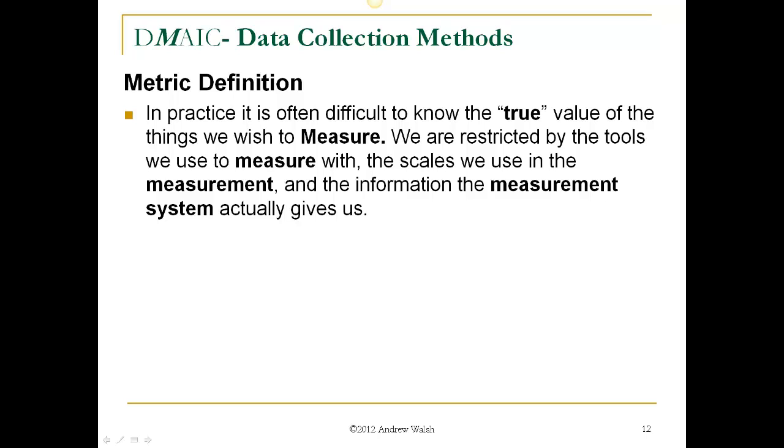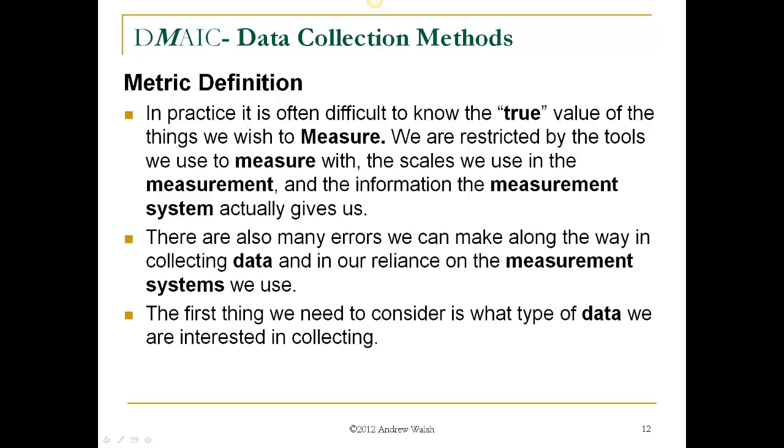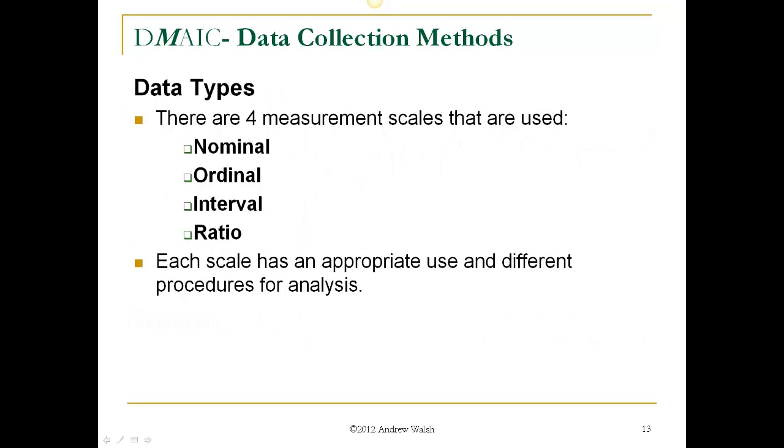In practice, it is often just really difficult to know what the true value of the things we wish to measure really are. We are really restricted by the tools we use to measure with, the scales we use in the measurement itself, and even the information the measurement system actually gives us. There are also many errors we can make along the way in collecting data and in our reliance on the measurement systems we use. The first thing we need to consider is what type of data we are interested in collecting. Now, there are 4 measurement scales that are typically used: the nominal, the ordinal, interval, and ratio.